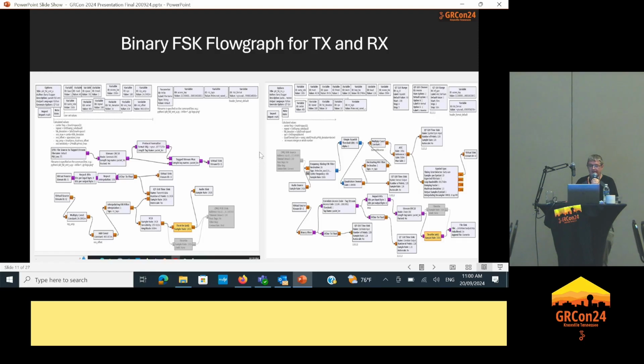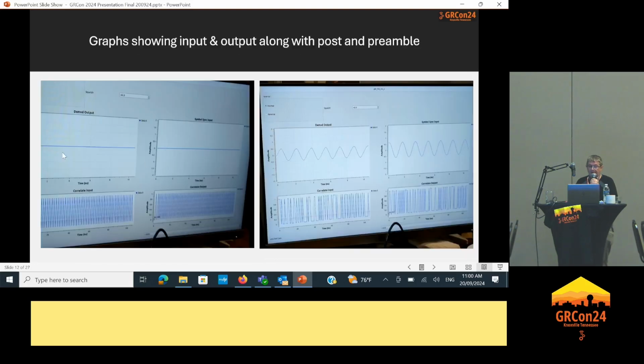Just moving on, this is the actual binary flow graph that I was using. Barry helped me with the post and preamble on this, which made it work. If you're trying to have two devices communicate, the post and preamble allowed the receiver to synchronize with the transmitter, and you then got really good results. Again, this shows the post and preamble: the preamble is at the beginning, and then the actual data flow.